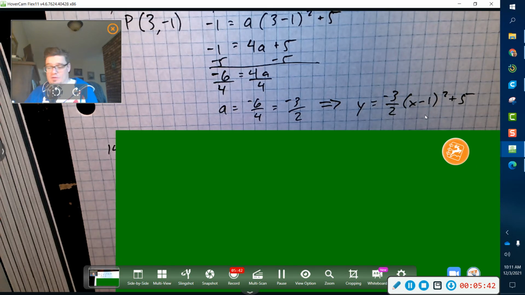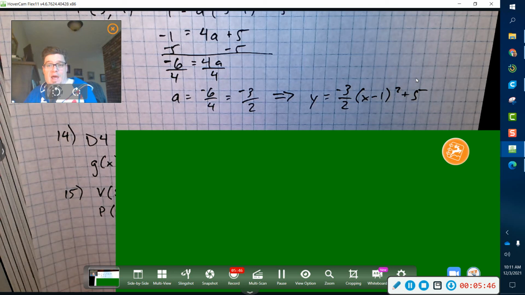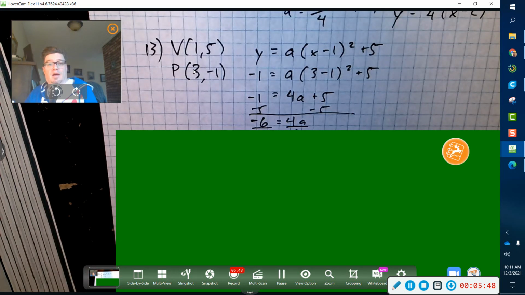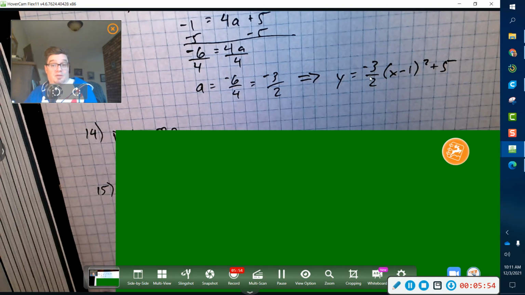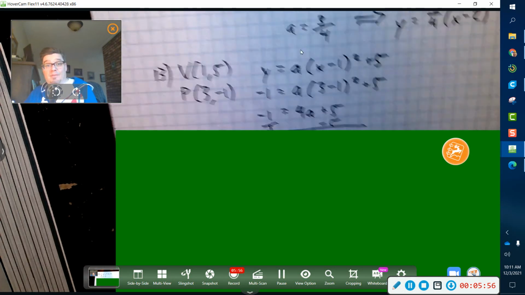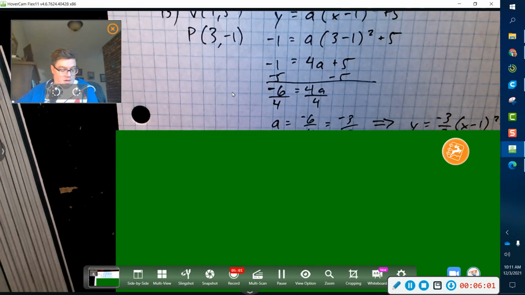You do not have to graph it. You are just getting the equation, and that will work. If I plug in a 3 here, I will square that after I subtract the 1, multiply by this, add 5, I'm going to get negative 1. I'm guaranteed that.